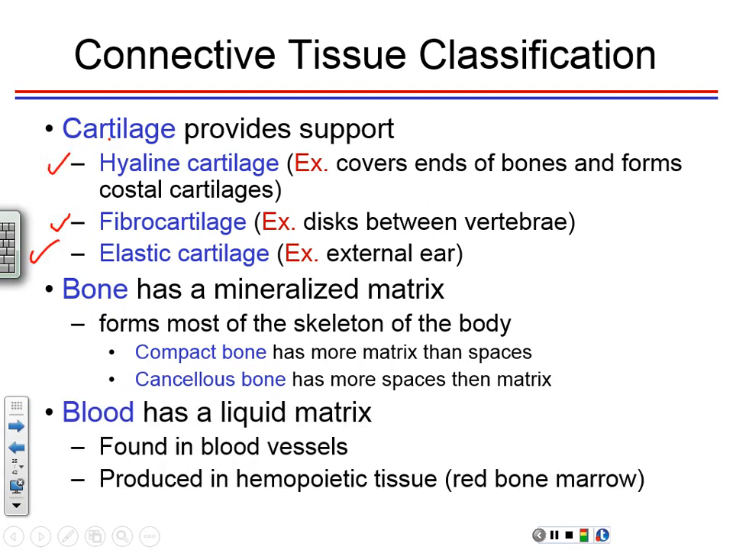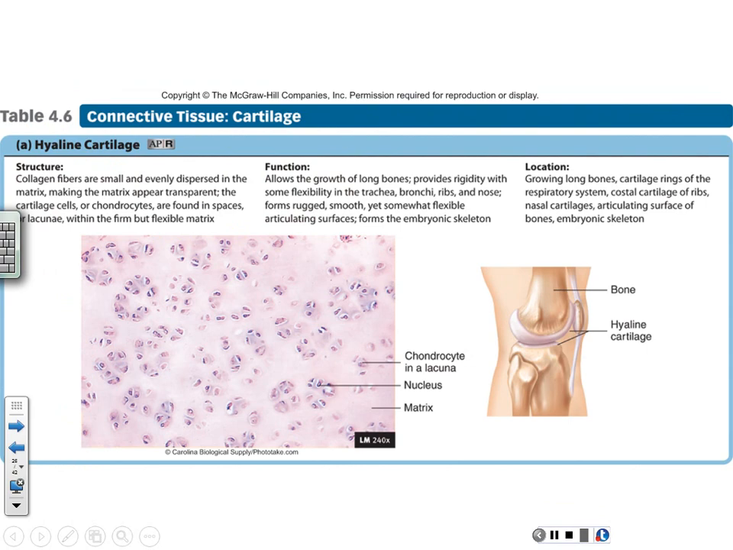All right, and then blood is a liquid matrix. What's the liquid matrix of blood called? Plasma. Yeah, plasma, in it will be the white blood cells, red blood cells, platelets, everything suspended in a liquid matrix. All right, found in blood and produced in hematopoietic tissue. The red bone marrow produces it. Okay, and it's hard to conceptualize blood as connective tissue, but it really is, and it is produced in connective tissue itself, right? Okay, and we're going to show these examples and the functions.